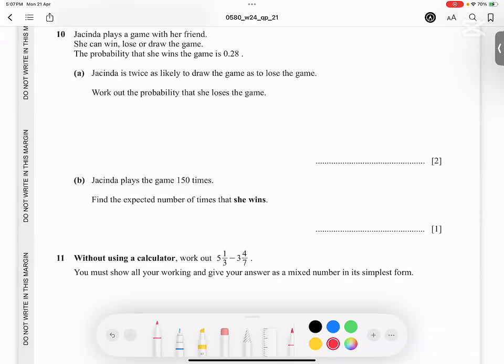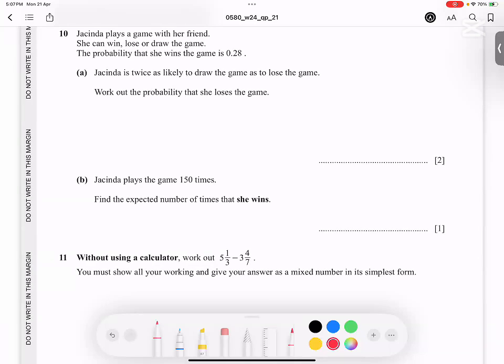Question number 10: Jay plays a game with her friend. She can win, lose, or draw the game. Three options are there. So what are the chances? I repeat, win plus lose plus draw, all three options, equal the total probability. If you add each probability, we get the total probability. Okay, and check it now.